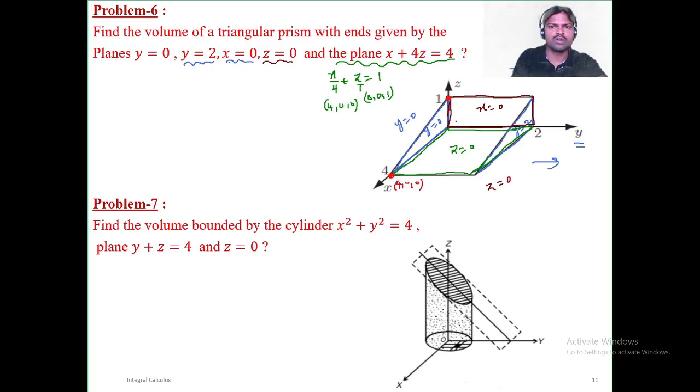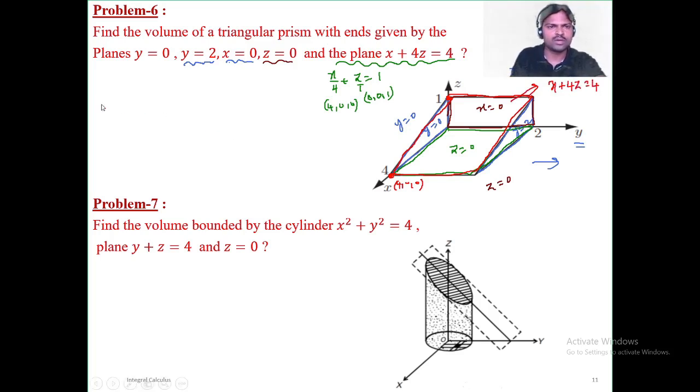So now the plane passing through these 2 points, cutting the x and z axis at these 2 points, so this is the plane. This red color one will be that plane, x plus 4z is equal to 4. Clear?